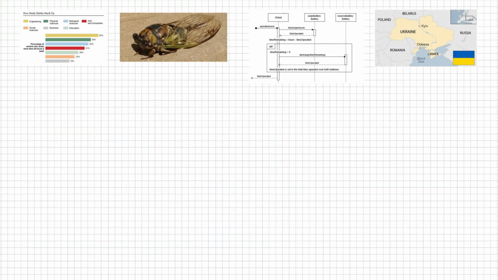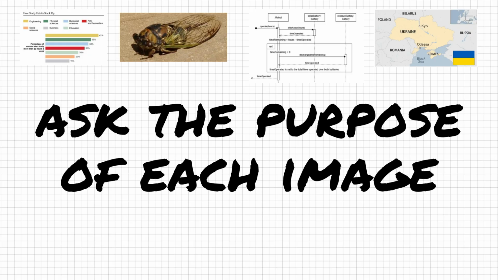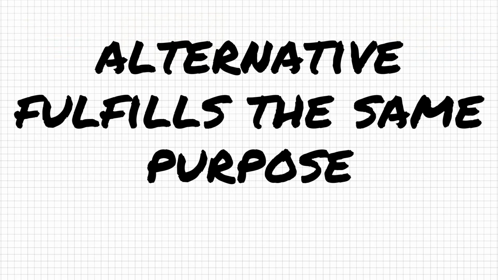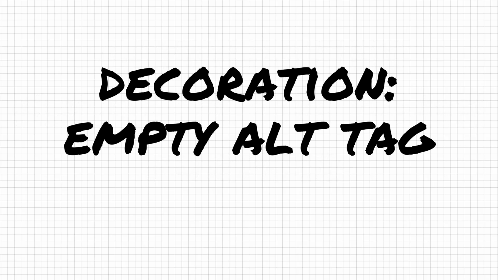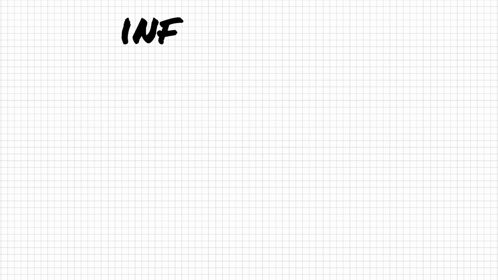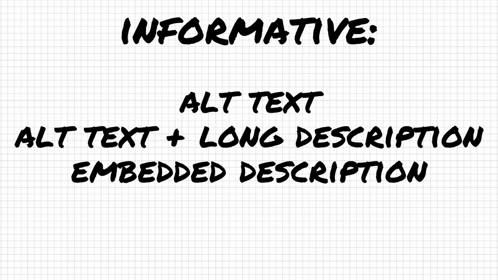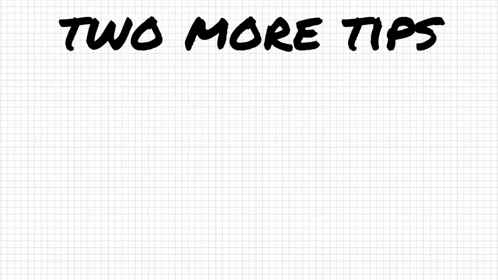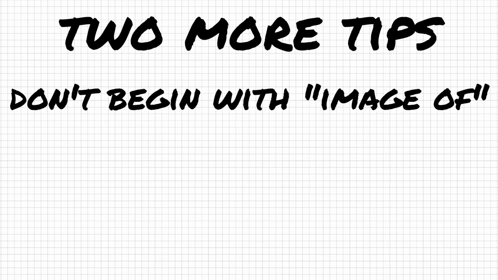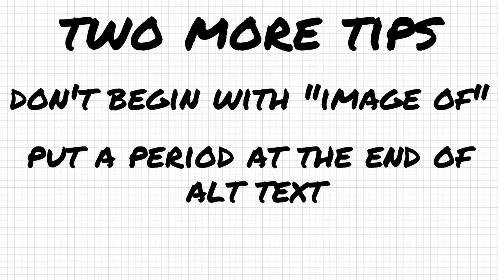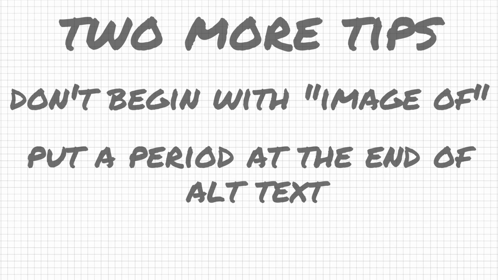For a quick recap, with each image in your course materials, ask yourself the purpose of the image. Use that purpose to decide what alternative to include and how to include it. If the purpose of the image is decoration, check the decorative box or include an empty alt description. If it's not decorative, fulfill the same purpose with an alt text description, alt text plus a long description, or by embedding the description in the body of the document. Here are 2 other important tips. Do not begin your alt text with image of or some equivalent because a screen reader will already say that. And put a period at the end of your alt text because a screen reader will pause at a period, which helps separate the image from the surrounding content.